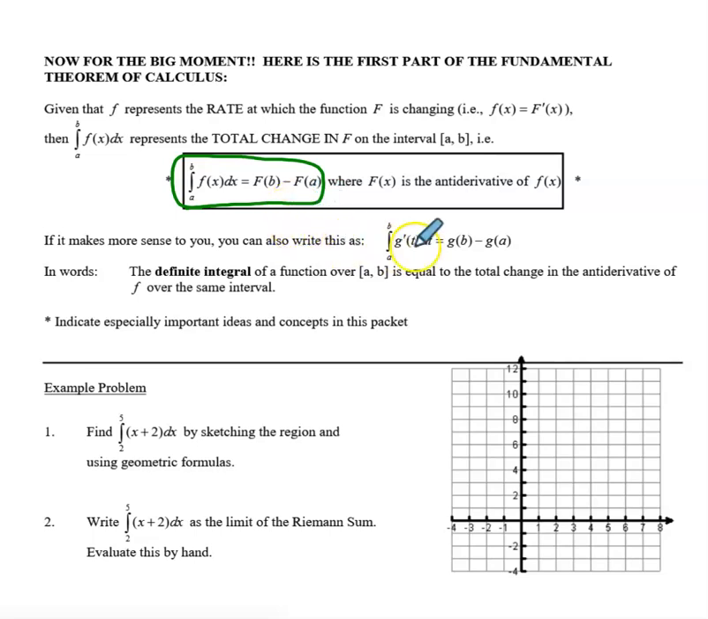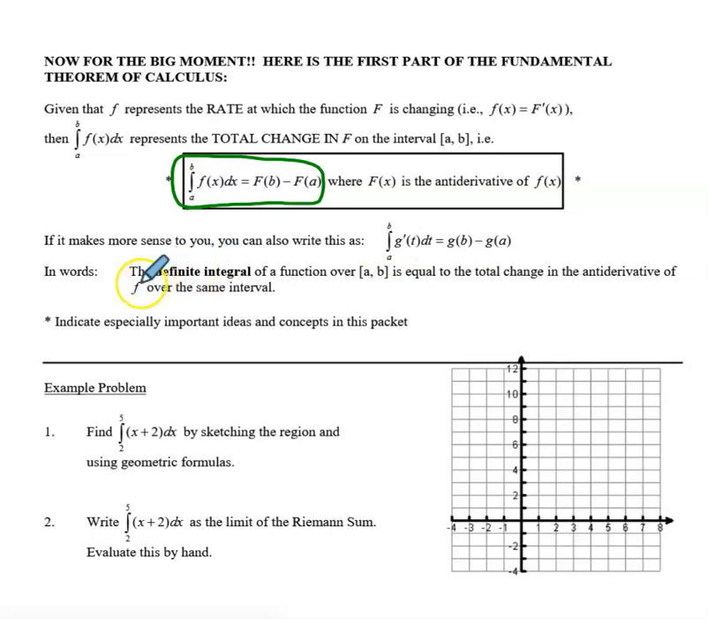If it makes more sense to you, you can also write it like this, that the integral of g prime of t dt is equal to g of b minus g of a, as long as we integrate it on a to b. These are the same statements. The only difference is that we're using big F to be an antiderivative and little f to be the derivative, versus g and g prime, which might be more intuitive to you, that are a function and its derivative.